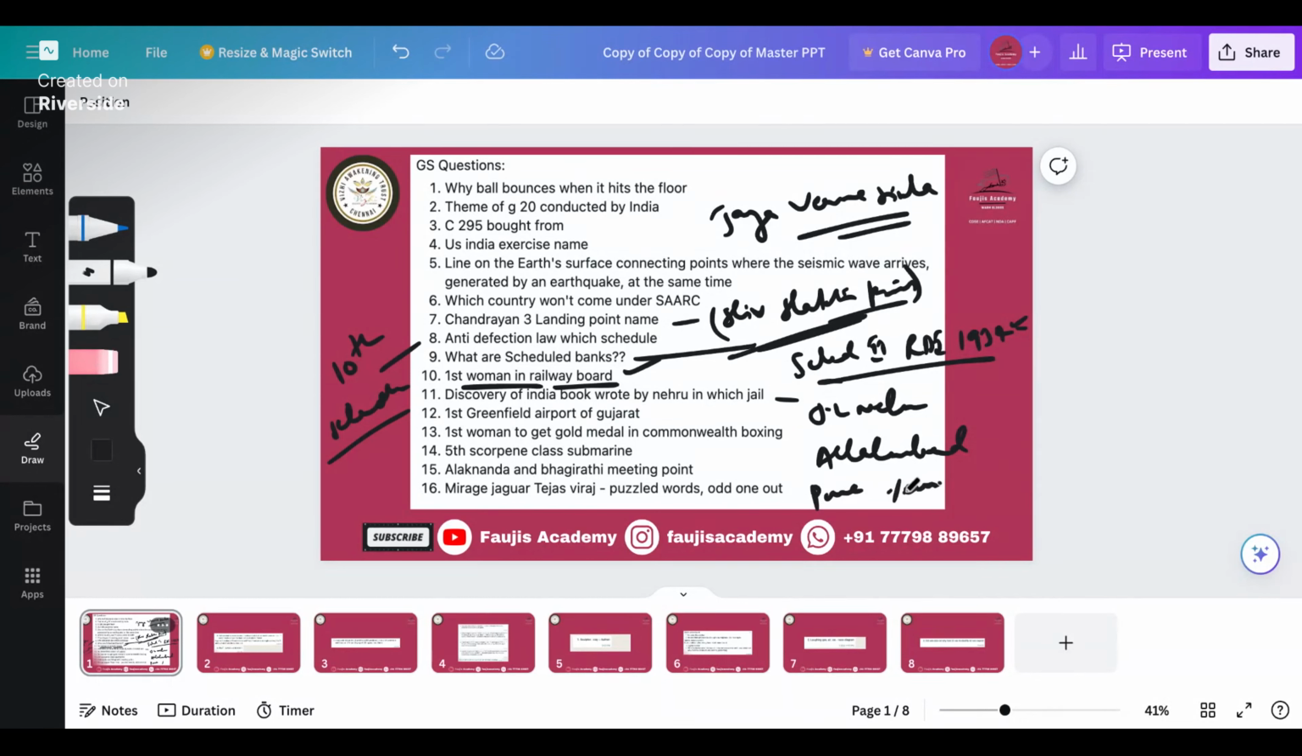He wrote this book, Discovery of India, from Pune's Yerwada Jail. Yerwada Jail is a very protected jail, with a very high level of security, Z plus kind of security. Z plus security is given to politicians, actors, and the likes of that. That is how you should remember Pune's Yerwada jail.